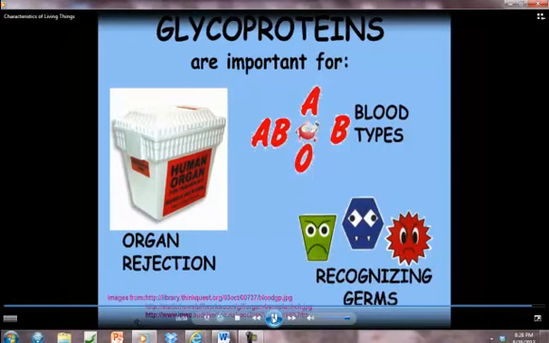It's important in recognizing germs. Germs have different glycoproteins on their surface than we do. So those glycoproteins on your cells are looking for a match. Are you like me or are you different? And if you're different, it's probably because you don't belong.